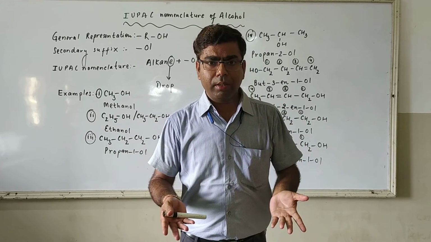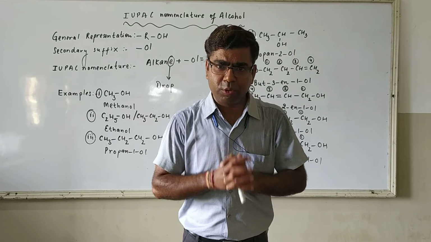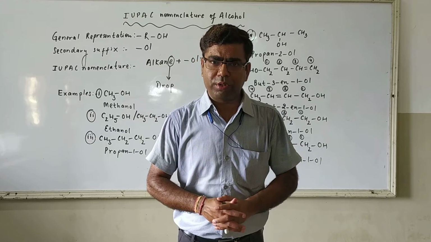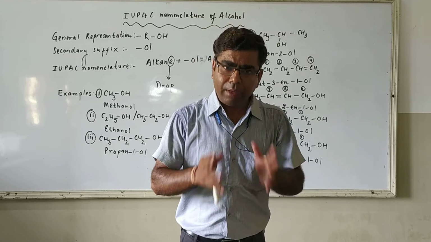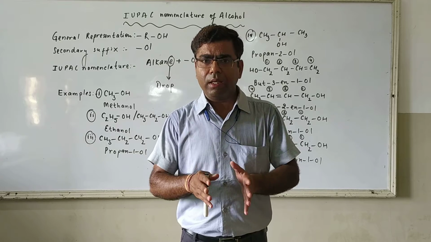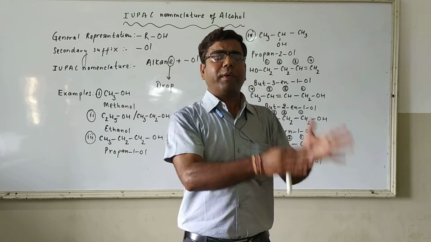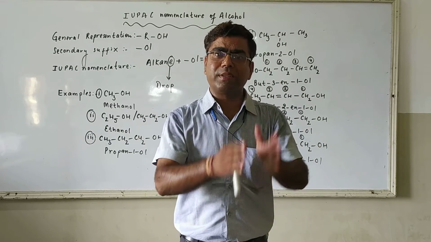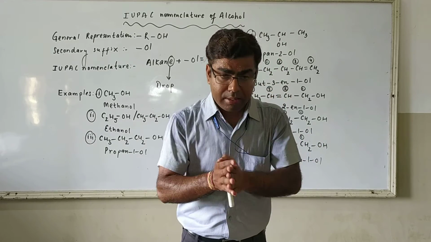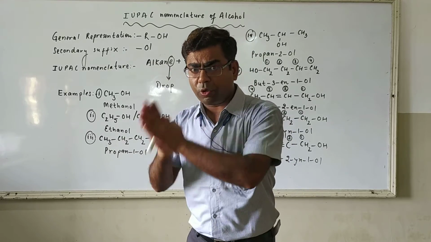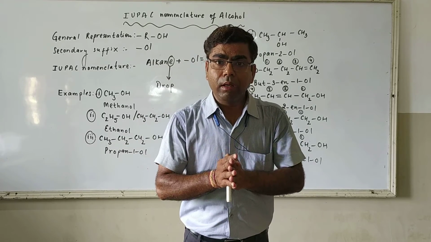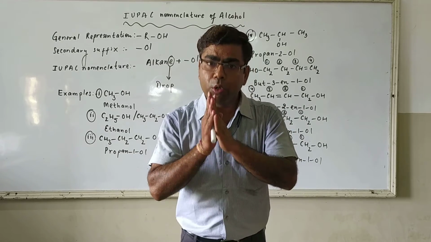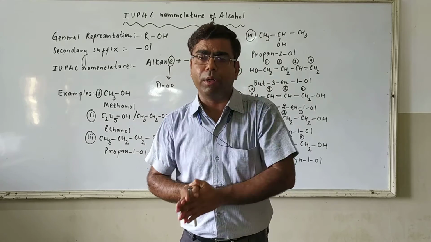You know it very well that for a double bond, the primary suffix used is "ene". For the alcohol group, the secondary suffix used is "ol". Whenever a comparison is made between a primary suffix and a secondary suffix, preference will always be given to the secondary suffix. Means if a double bond and an OH group are both there, then we have to assign the lowest position to the alcohol group, not to the double bond or the triple bond.